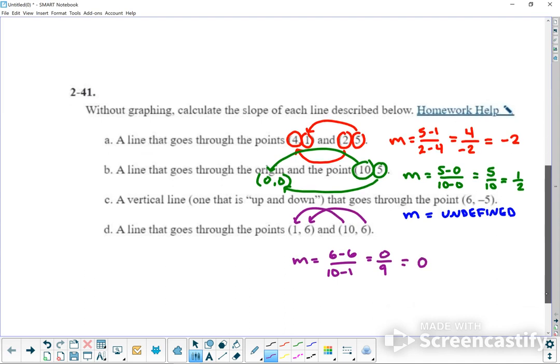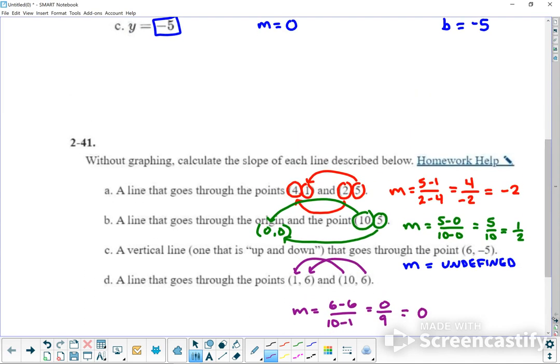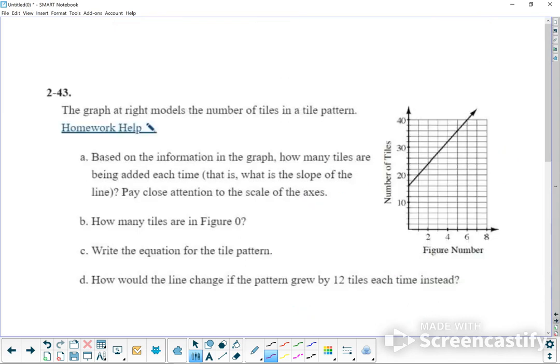Okay, so that's your slopes without graphing. At the right, the graph models the number of tiles in a tile pattern. Based on the information on the graph, how many tiles are being added each time? Basically, we want to look at what we call the slope of the line. So let's see. Figure 0, we have 18. Figure 1, we have 20, so that goes up by 2. Figure 2, we have 22. So the slope of the line.